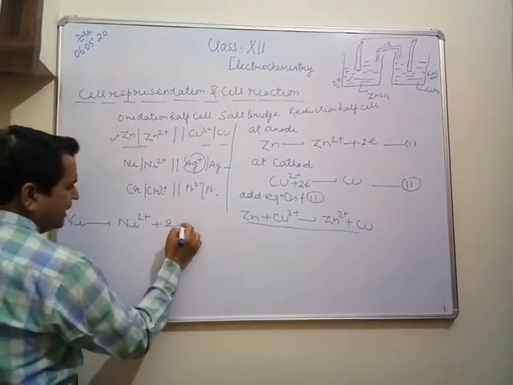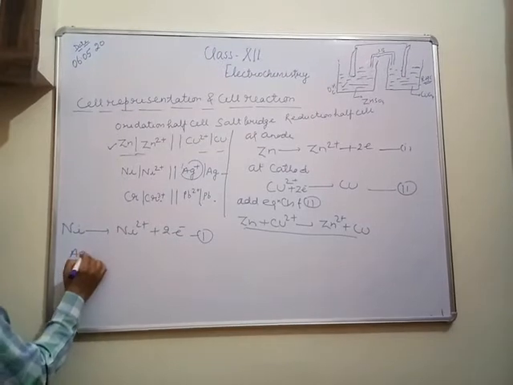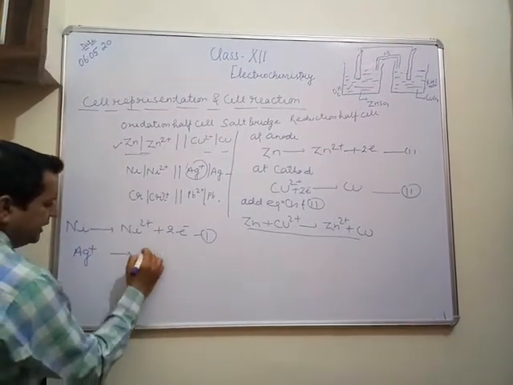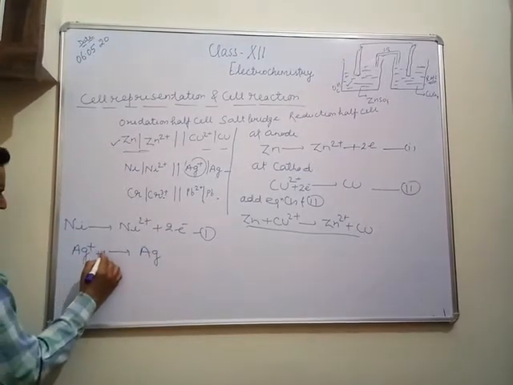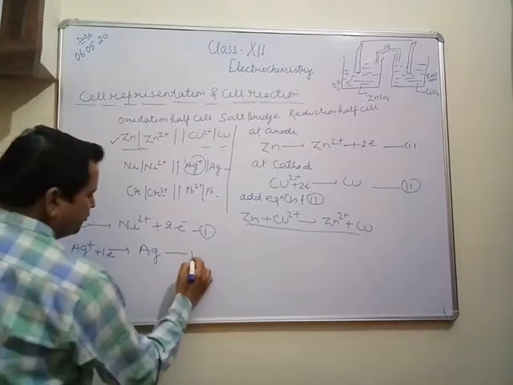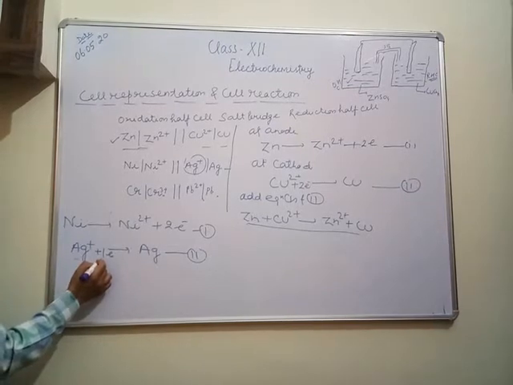Obviously it will require 2 electrons. This is equation first. And then the Ag+ is converting into Ag, right? Here 1 electron is lacking, that's why I will have to give 1 electron to it, right? That will be equation second. This is going on in the anode and this is going on in the cathode.